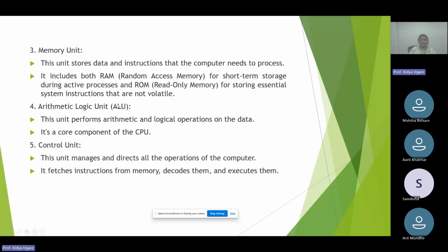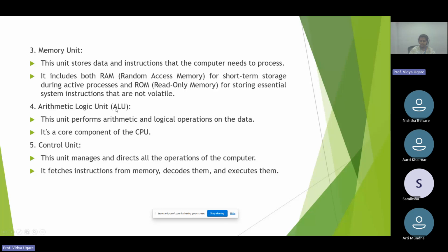Okay, then we have the ALU. This unit is going to perform, as I said already, arithmetical and logical operations on the data. It is a core component of the CPU because it performs all the instruction executions.